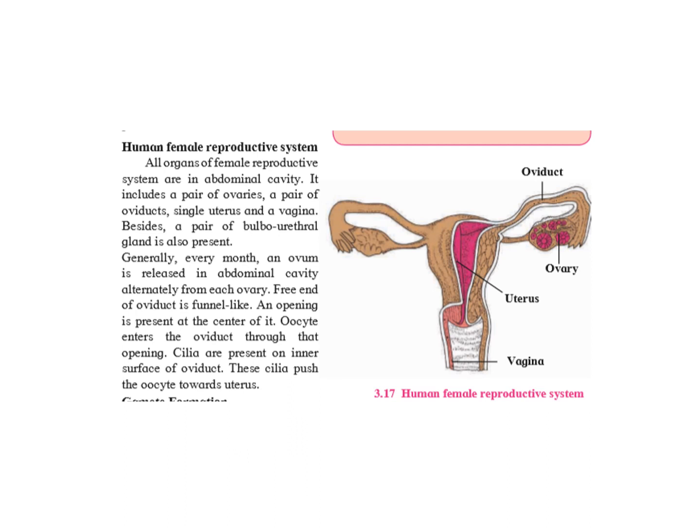Oviduct. It is the passage which connects the uterus to the ovary. Ovaries. Ovaries are the two oval-shaped organs present on the upper right and left side of the uterus. They develop and release eggs. Ovaries secrete estrogen, which brings about the changes in girls during puberty.